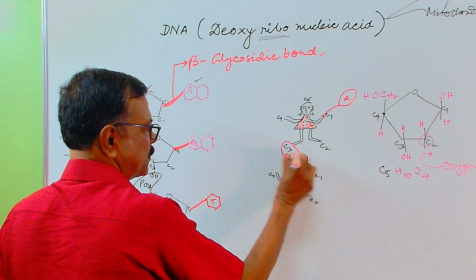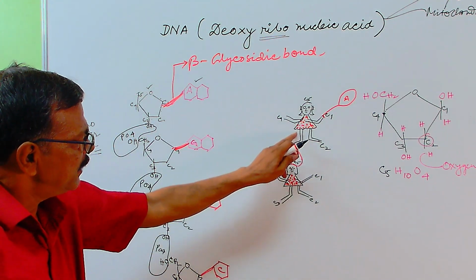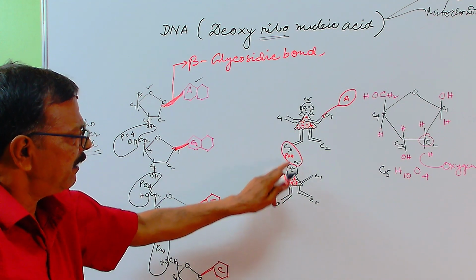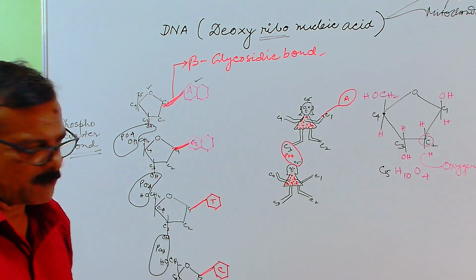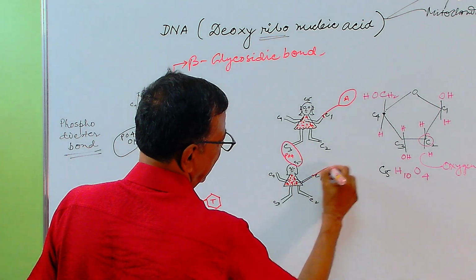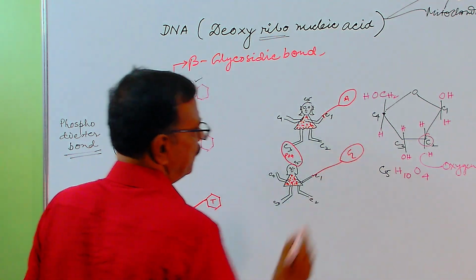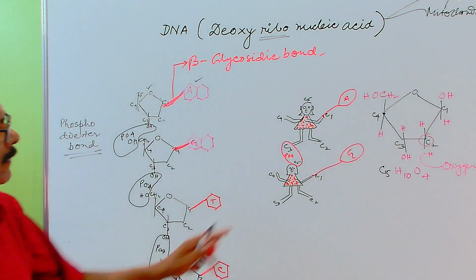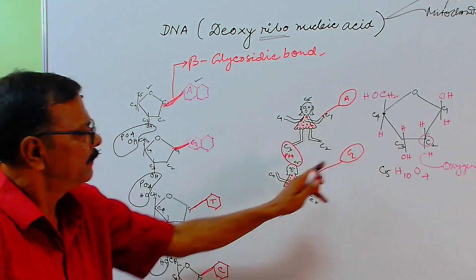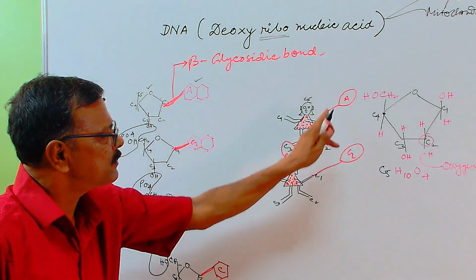This is known as a phosphodiester bond. So, it will stand over the head of this next nucleotide. And this C1 will hold another balloon, guanine. Clear? So, adenine, guanine, phosphodiester bond, glycosidic bond.